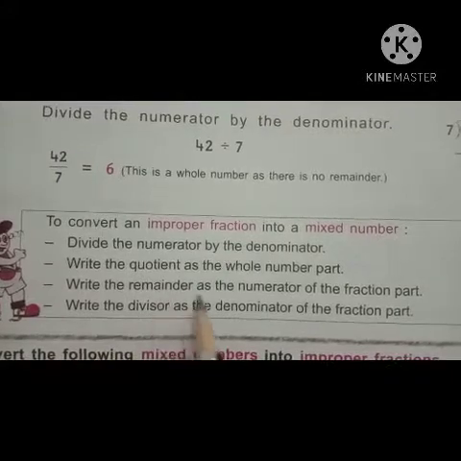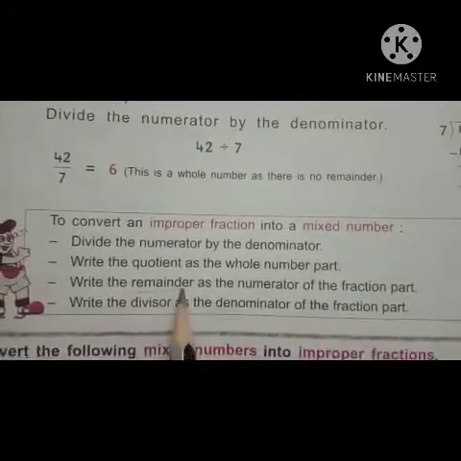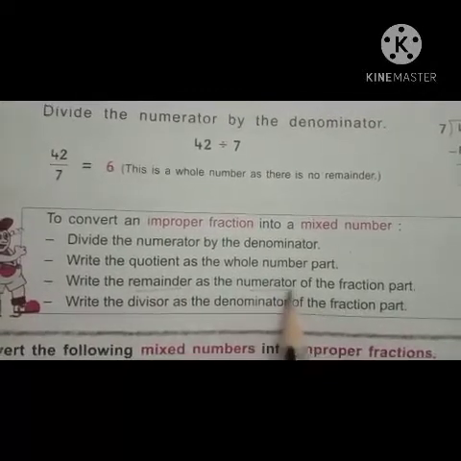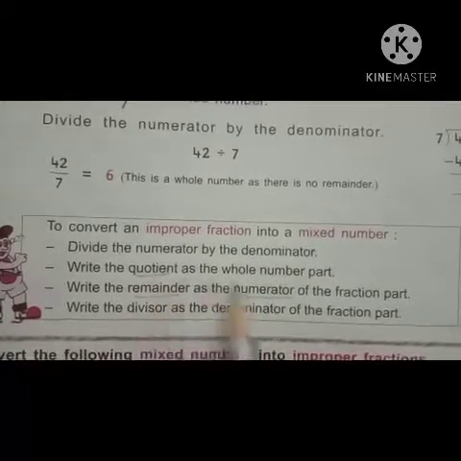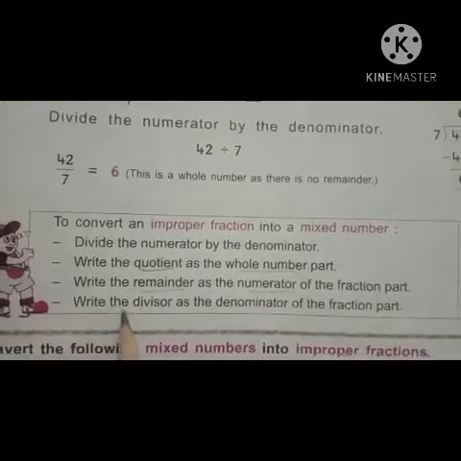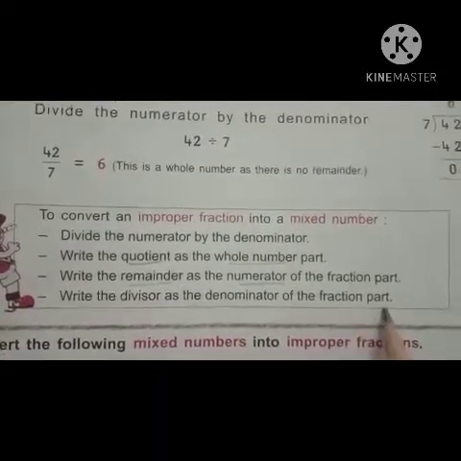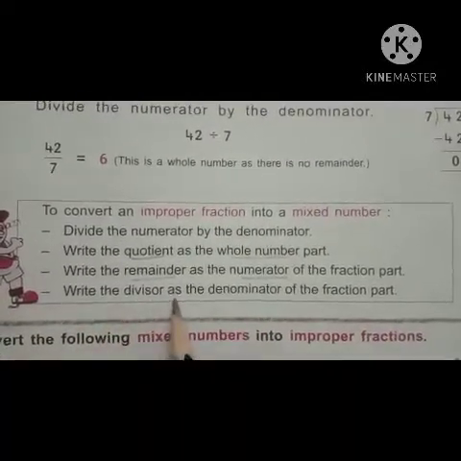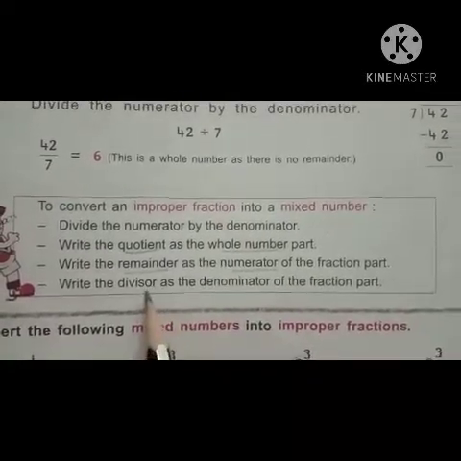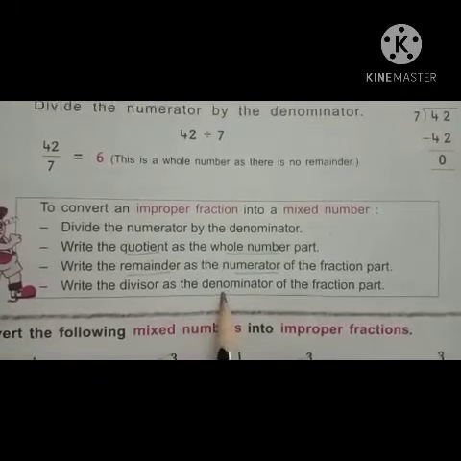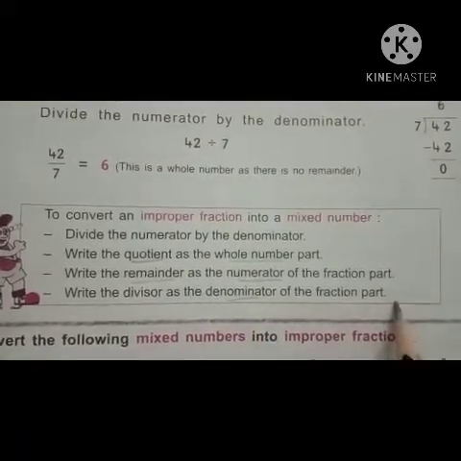Write the remainder as the numerator of the fraction part. Here, the remainder is there, no? That remainder we have to write as the numerator part. Remainder as the numerator part, quotient as the whole number part. Write the divisor as the denominator of the fraction part. The divisor is there, no? That divisor we have to write as the denominator of the fraction part.